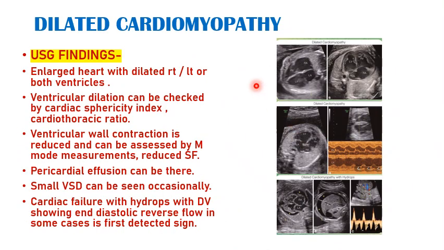Dilated cardiomyopathy can be diagnosed by ultrasound. It will show an enlarged heart with dilated right, left, or both ventricles. Ventricle dilatation can be checked by cardiac sphericity index or cardiothoracic ratio. Ventricle wall contraction is reduced and can be assessed by M-mode measurement and reduced shortening fraction. Pericardial effusion can be there. Small VSD can be seen occasionally. Cardiac failure with hydrops, with DV showing end diastolic reverse flow, is in some cases the first detected sign.